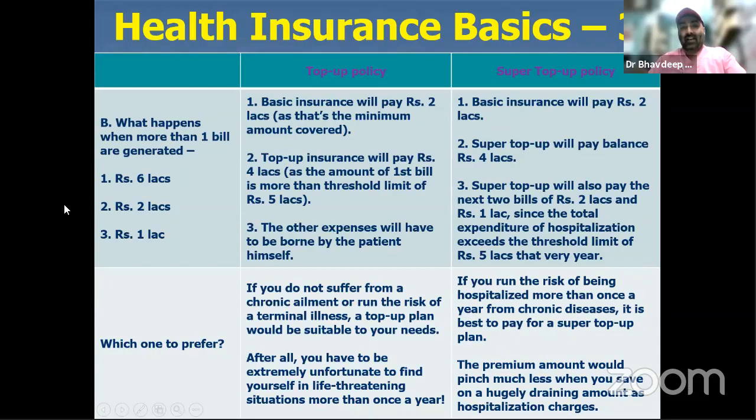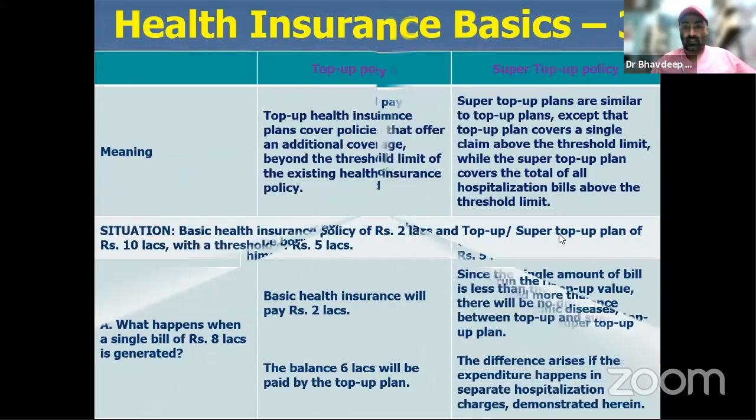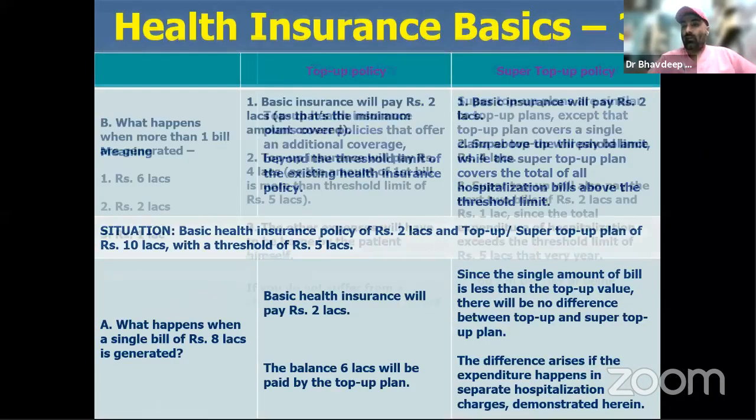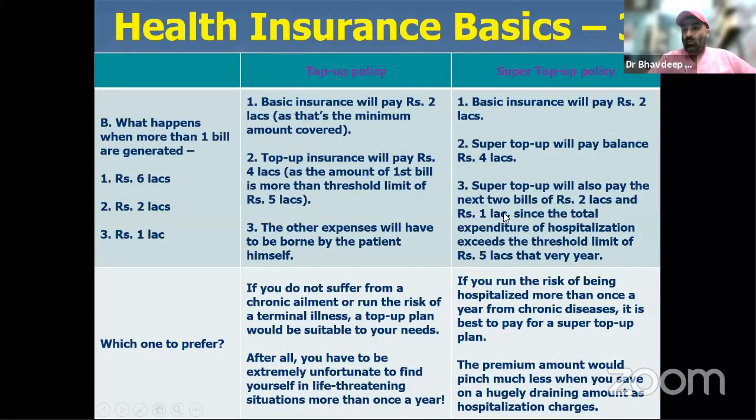And then in the second and the third scenario of 2 lakhs and 1 lakh, since your threshold of 5 lakhs has already been breached here, they will also pay the 2 lakh bill and the 1 lakh bill, subject to your total limit, which is 5 plus 10, 2 plus 10, 12 lakhs. I think 2 plus 10, yes, 2 plus 10 was 12 lakh. So they are paid 6, 2 and 1, total 9 lakhs, because the threshold limit is 5 plus.